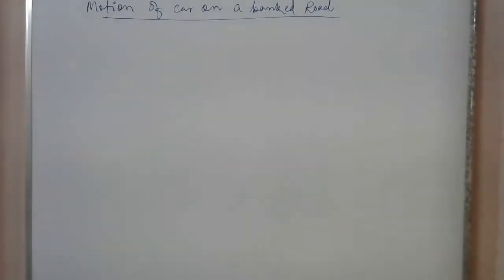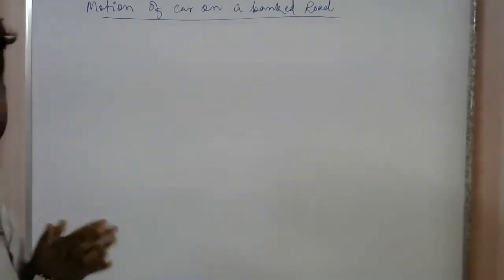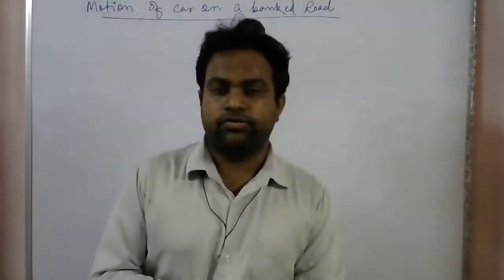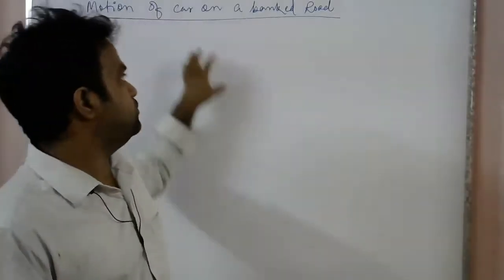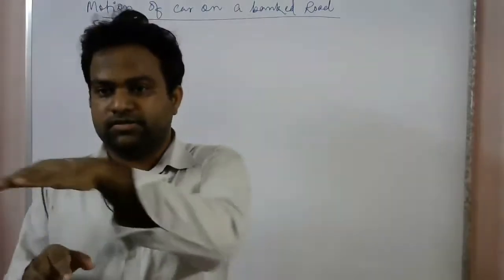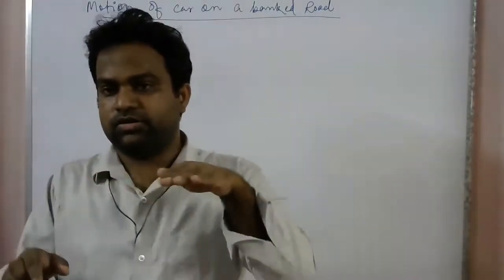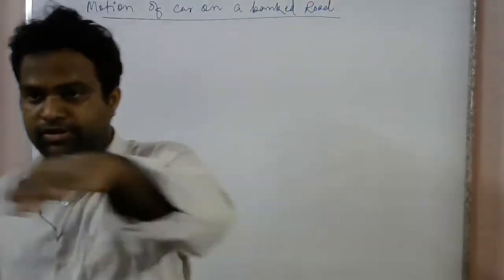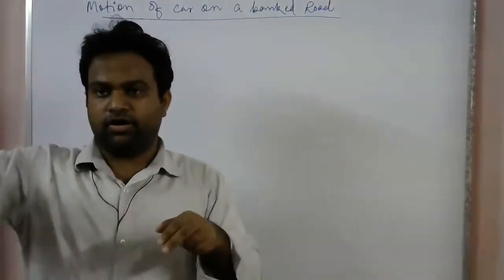Okay, so in the last video, we discussed the motion of a car on a level road. In this video, we'll discuss the motion of a car on a banked road. Level road means a plane-like situation, where the car is moving on a plane track, in a circular track, or at a turning point like a curved path.